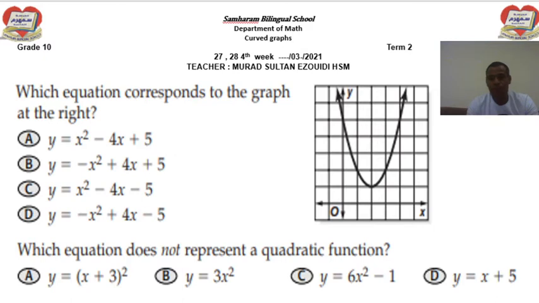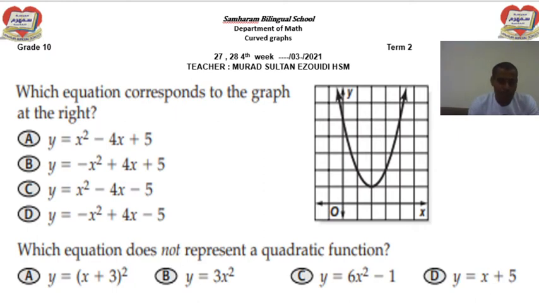So it will be x minus 2 squared plus 1. You can expand this: x minus 2 squared is x squared minus 4x plus 4, plus 1, so it will be x squared minus 4x plus 5. So this is the correct answer.